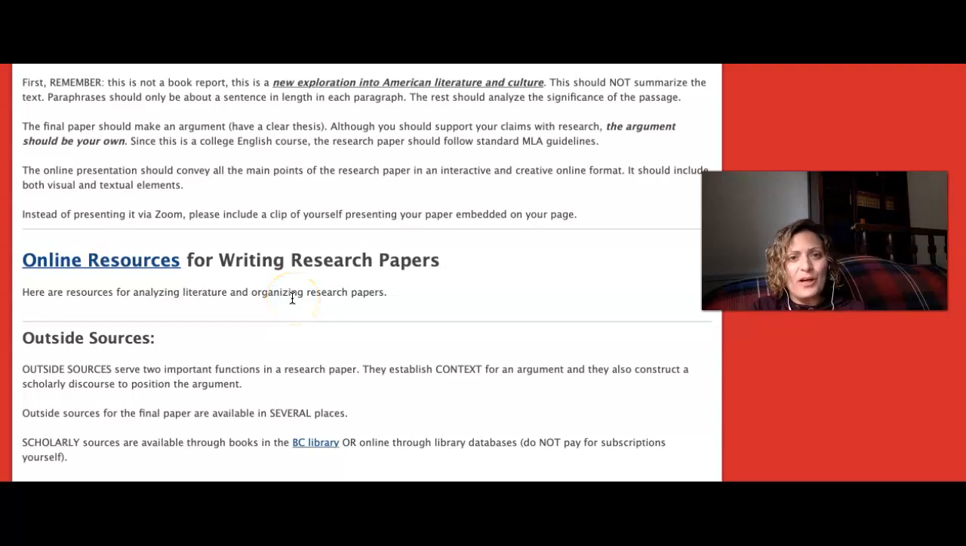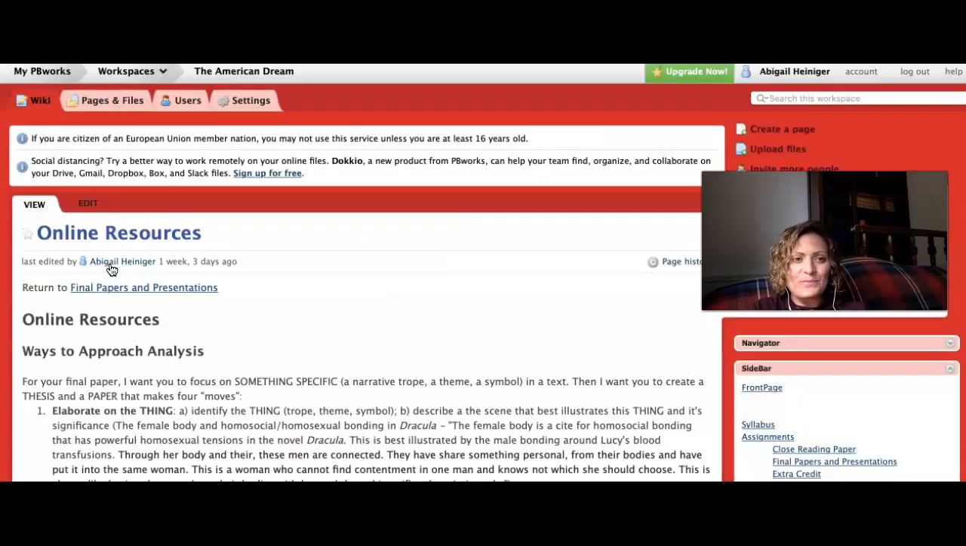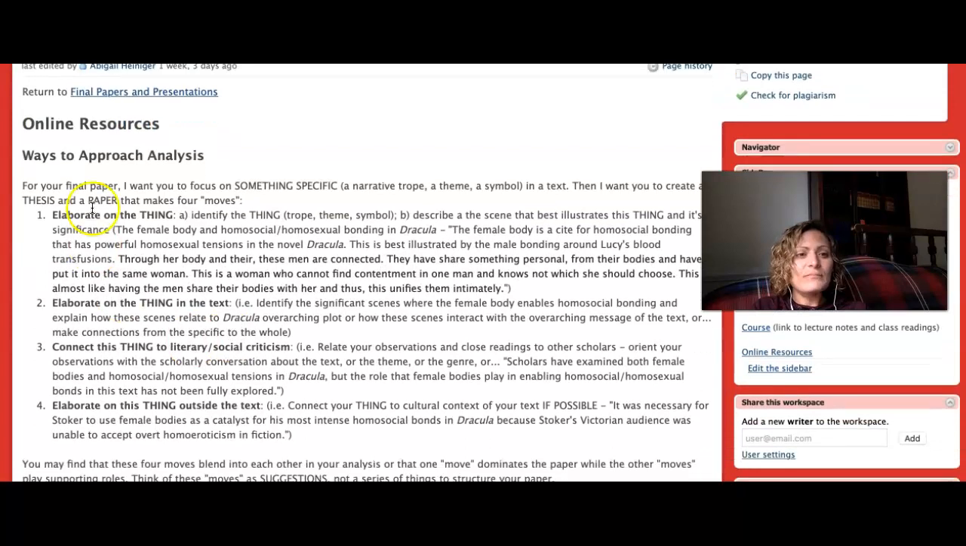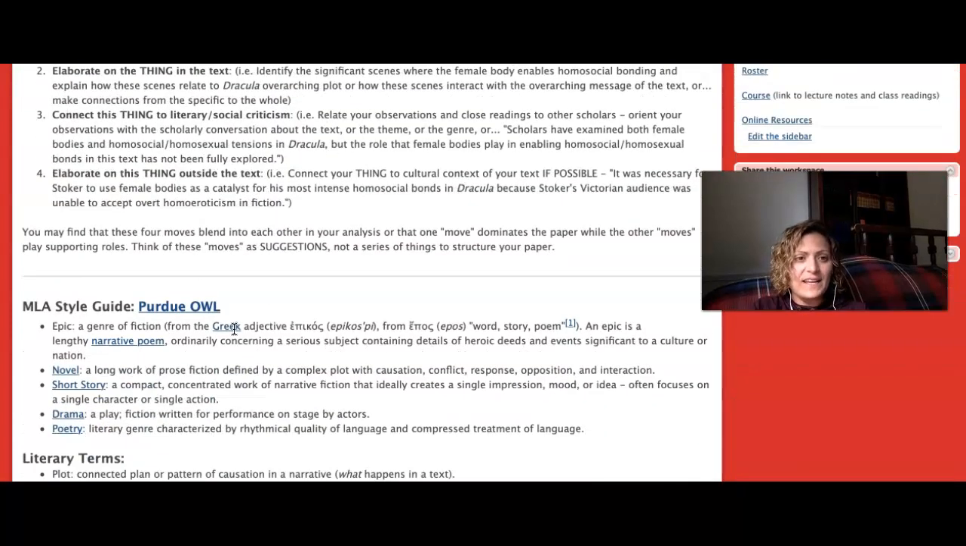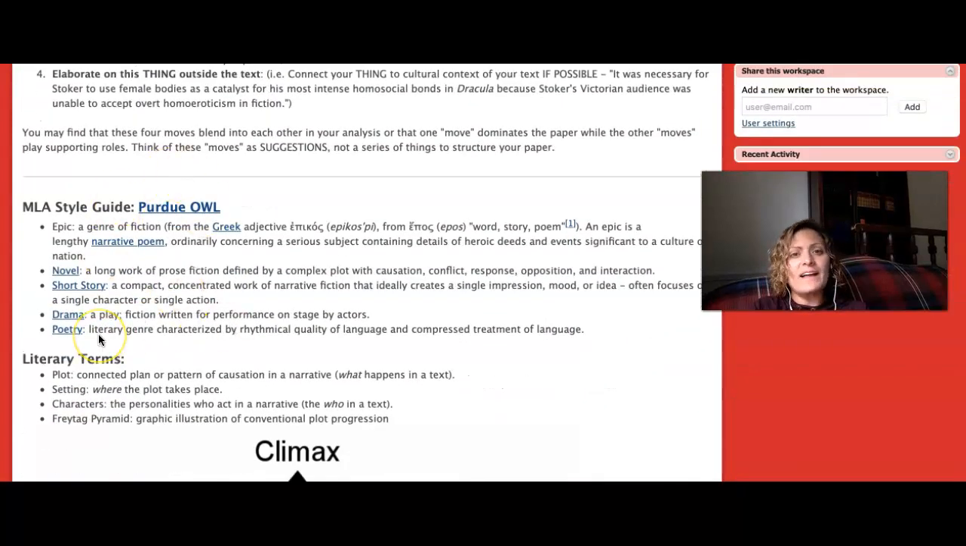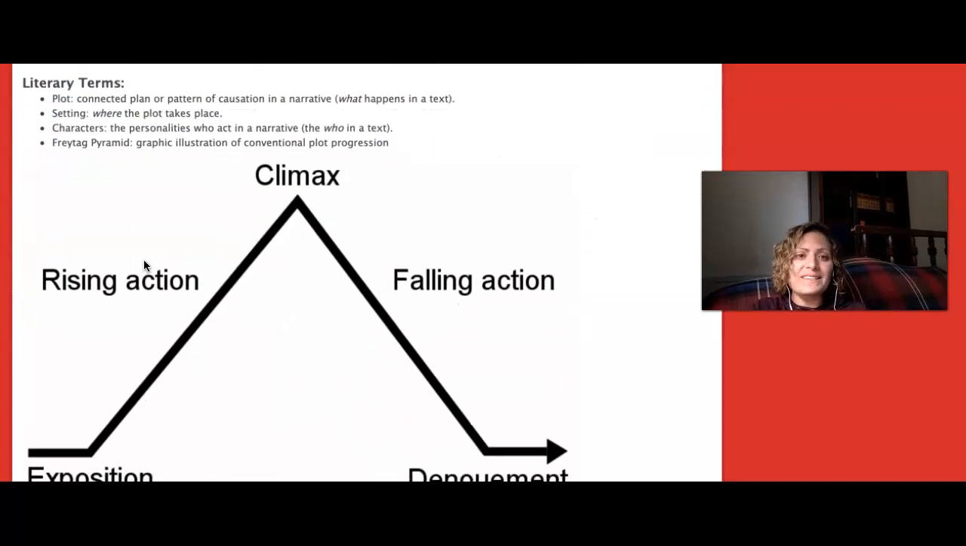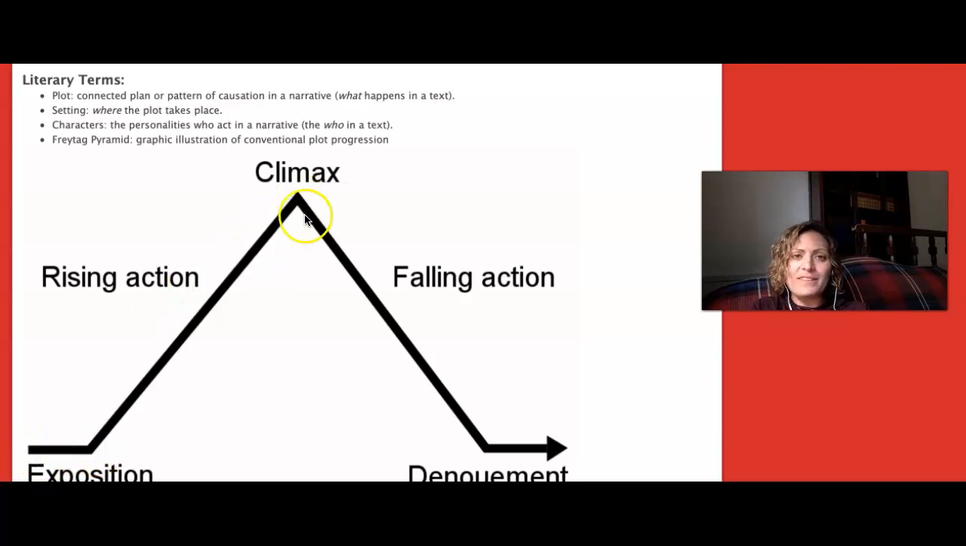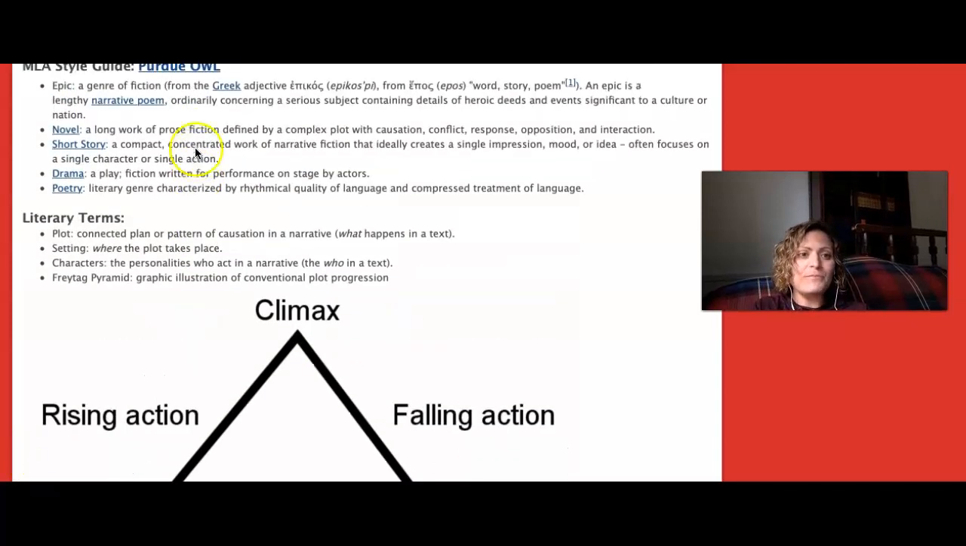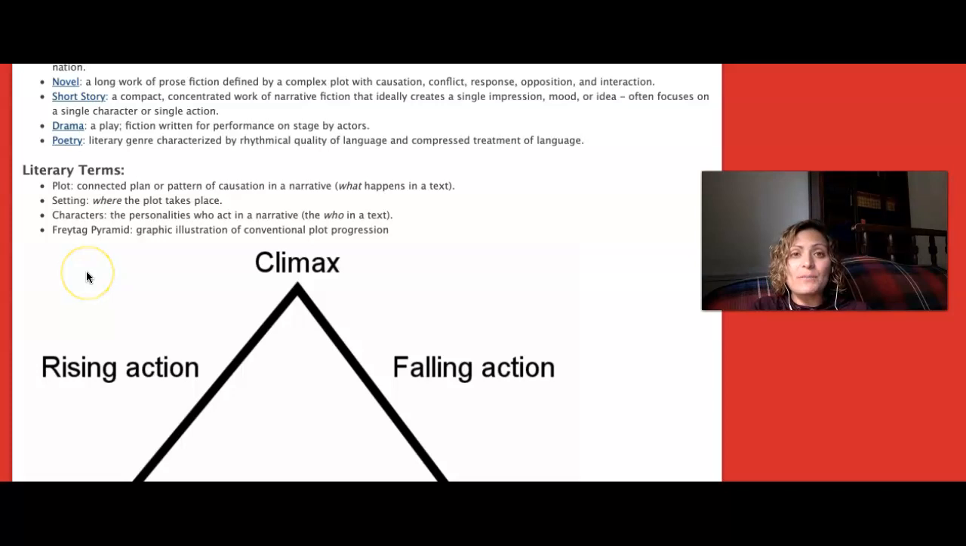If you're looking for more help in actually analyzing literature, here are some resources that can support you. Here are approaches to analysis that I've used, and here are style guides that talk about novels and short stories that can give you insights. So, for example, you'll find things like this in these resources above. That is the Freytag Pyramid.